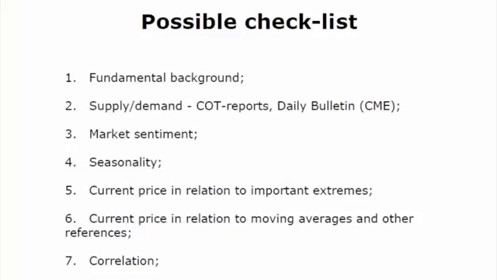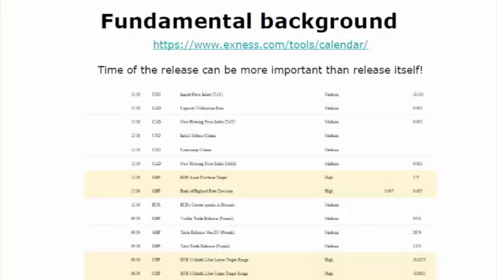Well, I use it very carefully, and it's not number 1. I have put it in the last position here in the checklist. Yet correlation can be successfully used in statistical arbitrage or pairs trading, and maybe we will dedicate a separate webinar to this topic. Following the checklist that you have seen on the previous slide, we can start our preparation process with watching the economic calendar.